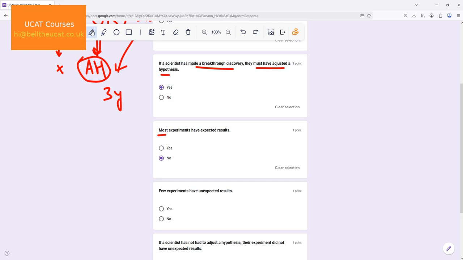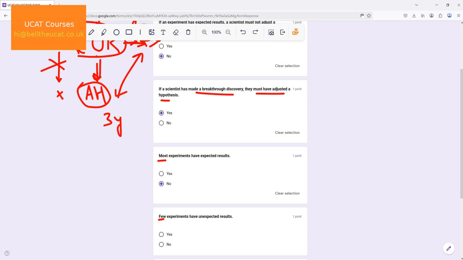Oh, right. What has he got? He says few experiments have unexpected results. Oh, again, he's still quantifying it. Few experiments. There's no quantity. Lack of information again, so on those grounds, quickly rushing through it, it is a big fat no.